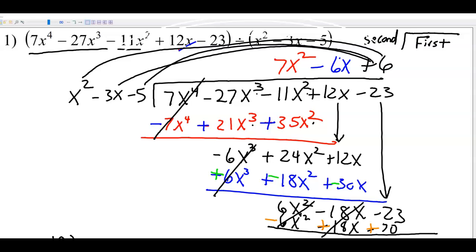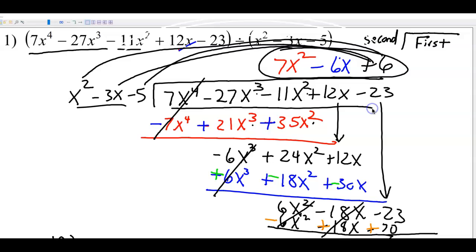And then we have 30 and negative 23. That's going to be 7. I'll squish it in there, but there's a 7 there. All right, now how do we write our answer? Well, we do it the same way we did when we had our division problem. This is your main answer up here. That's how many times this went into this thing. So my main answer is 7x squared minus 6x plus 6.